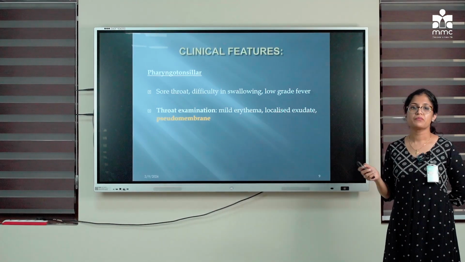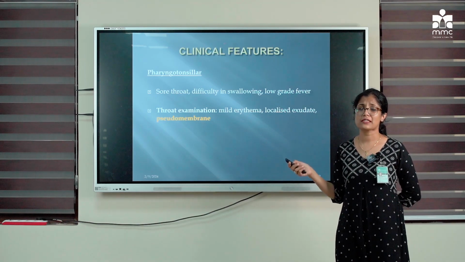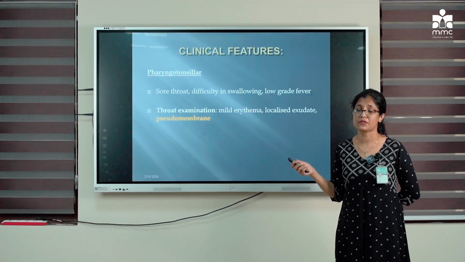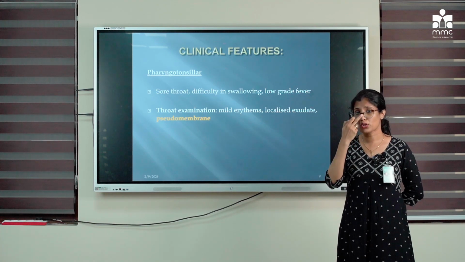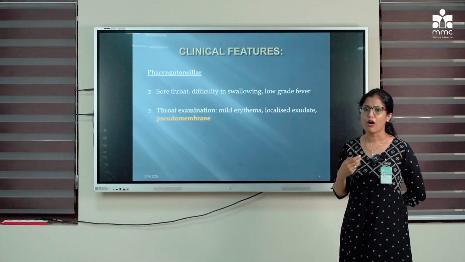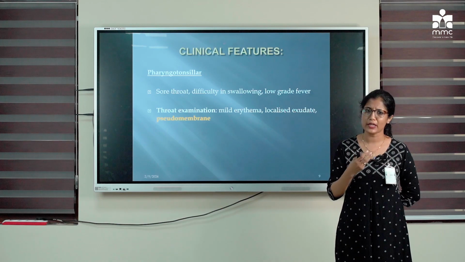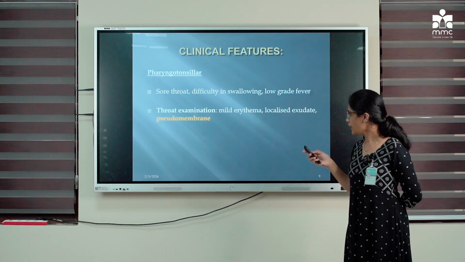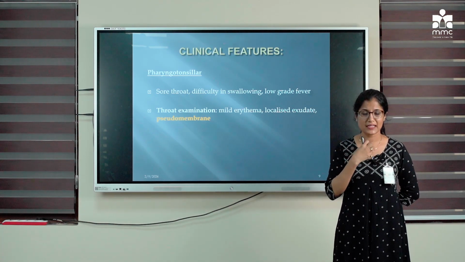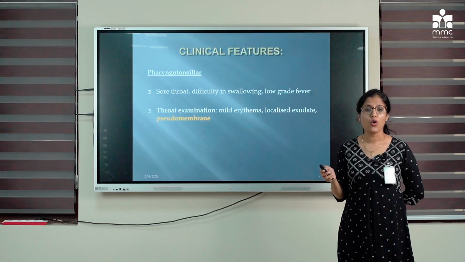Now clinical features: there are mainly three types of diphtheria. The most important of which is the pharyngotonsillar one, then the laryngotracheal one, then nasal diphtheria. In the pharyngotonsillar one, as the name suggests, you will have throat infection, throat pain, or difficulty in swallowing, and also certain constitutional symptoms which might include mild fever. On throat examination, you will find mild erythema, localized exudate, and a very important characteristic feature which is called pseudomembrane.